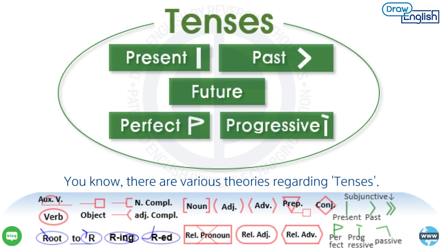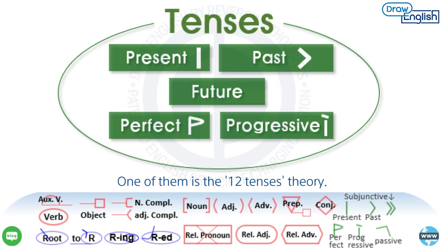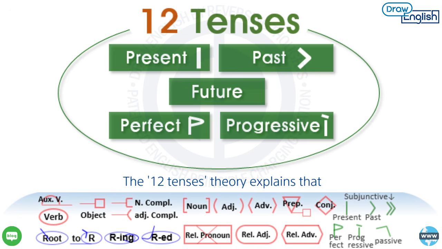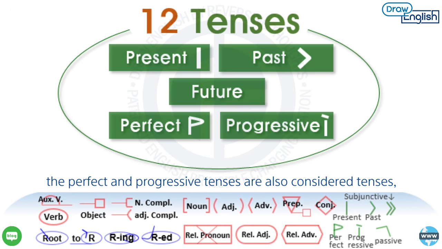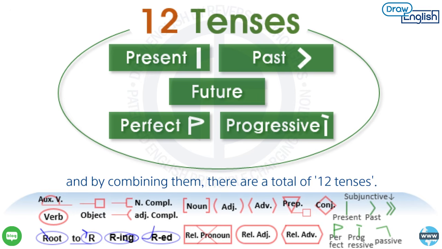You know, there are various theories regarding tenses. One of them is the 12 tenses theory. The 12 tenses theory explains that based on the present, past, and future tenses, the perfect and progressive tenses are also considered tenses, and by combining them, there are a total of 12 tenses.